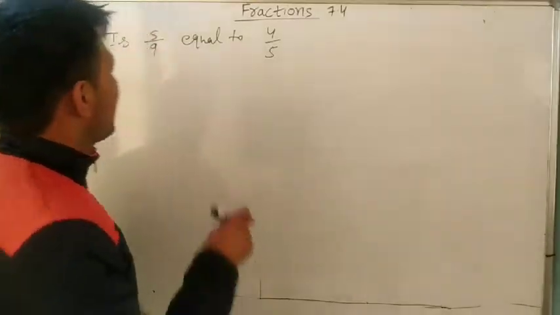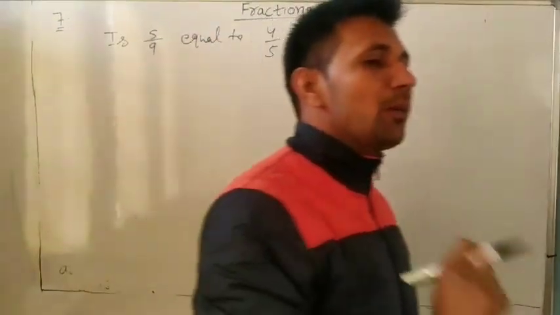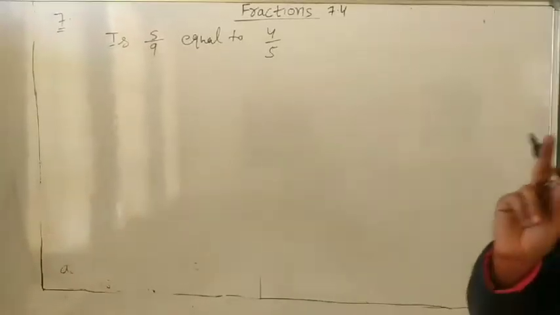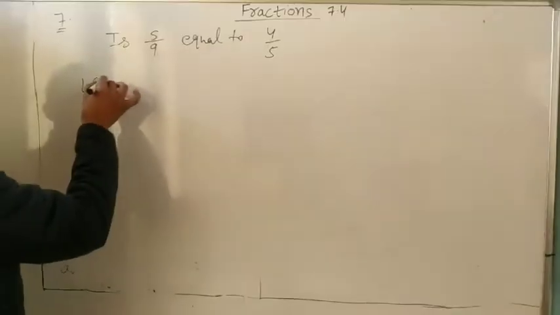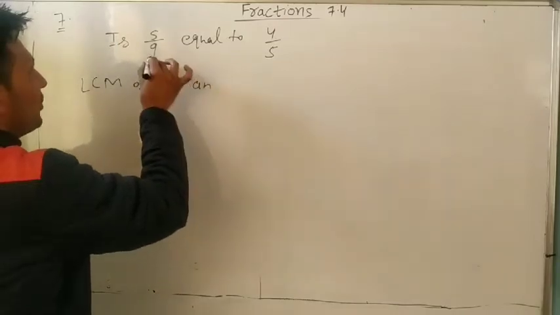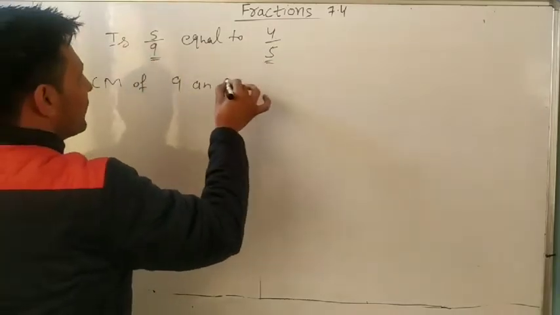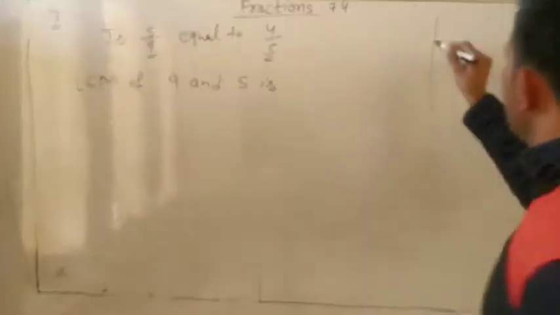The denominator here is 9, here is 5. How can we make the denominators the same? First we take the LCM of the denominators. The LCM of 9 and 5 is how much? So let's find the LCM.